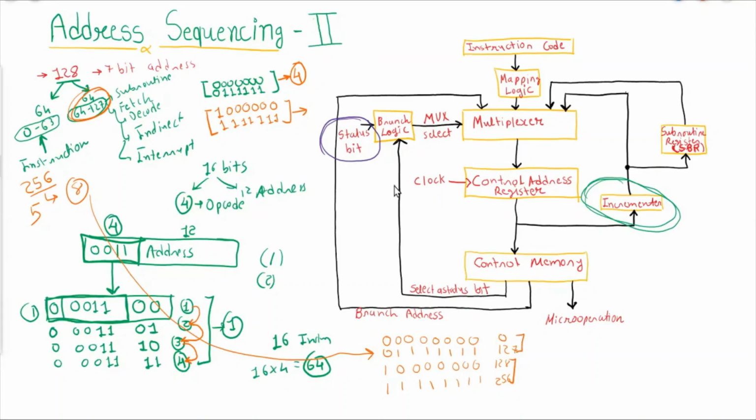Now here, how many bits are we using for opcode? 5. Okay, so let's say this is address and these 5 bits are opcode. So in that case, what will happen?